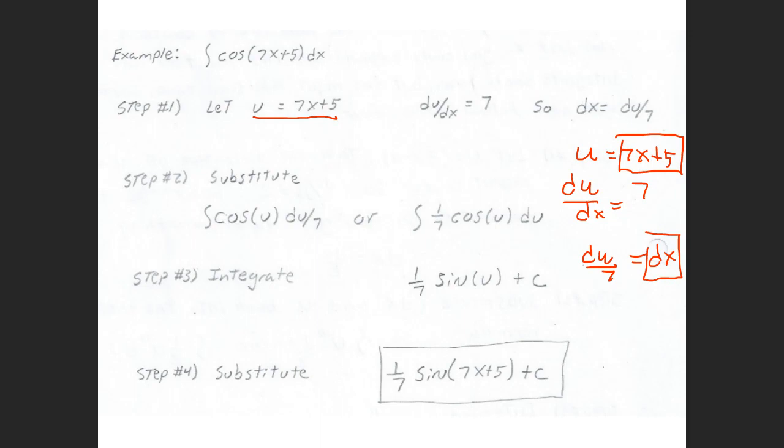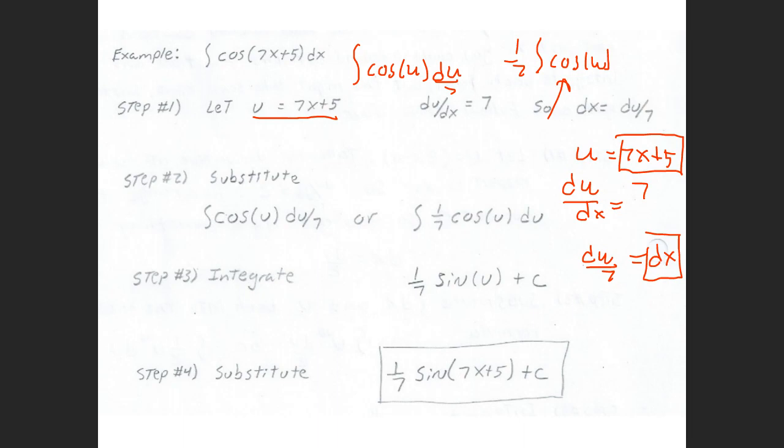So here's what happens. I'll end up with the integral of cosine of u. And then wherever that dx is, I'm going to put du over 7. I'm going to bring that 7 out in front, so that becomes 1/7 integral of cosine of u. Now, we did this last week, right? We found the integral of cosine. The integral of cosine is sine of u. So then I just end up with 1/7 sine of u.